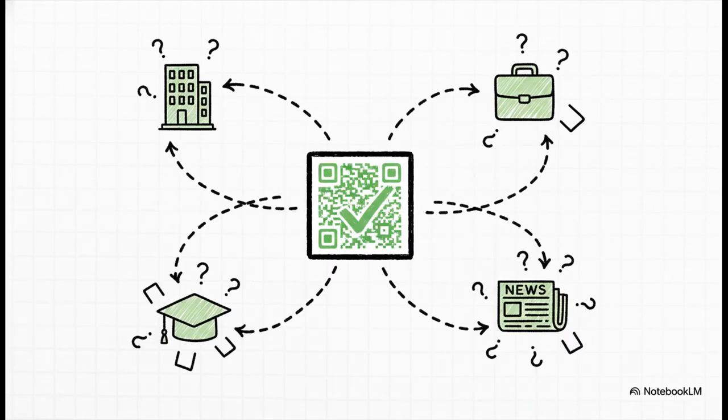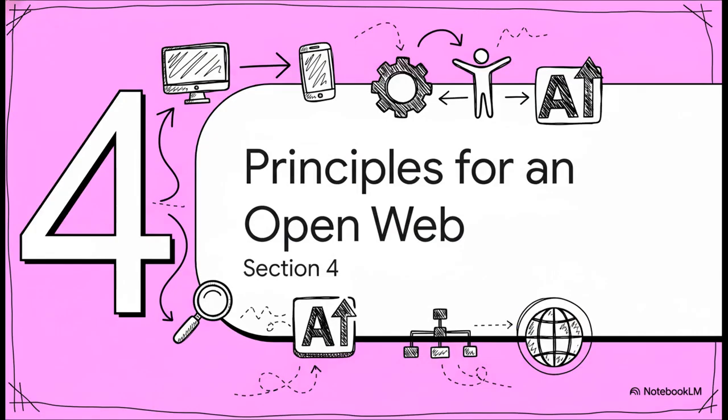What about, well, everything else? Your banking website, applying for a job, online classes, news articles. How do we scale this kind of thoughtful design so the entire web isn't just a minefield of thousands of other hidden hurdles? So to answer that, we have to go from these specific fixes to some universal principles.